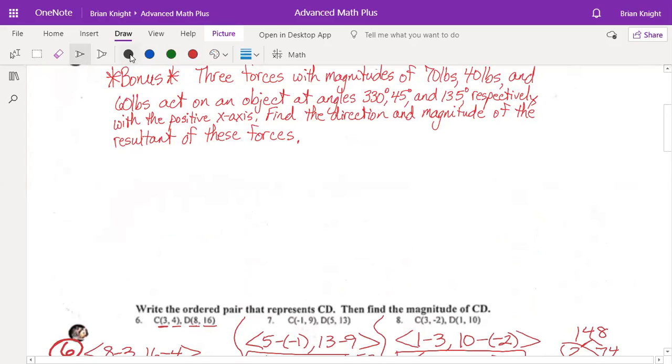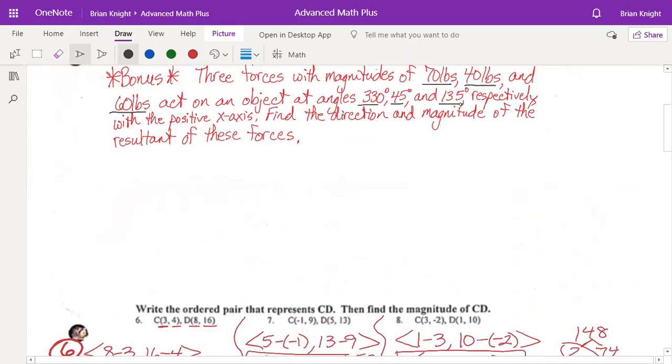You have 3 forces acting on an object. It gives you the magnitudes of the forces, and it gives you the angles of the forces. So 70 pounds is acting at 330 degrees, 40 pounds is acting at 45 degrees, and 60 pounds is acting at 135 degrees, respectively. Yes, we did these.